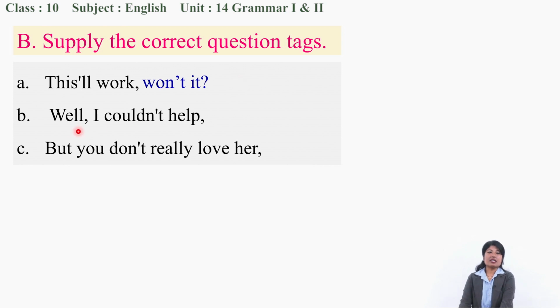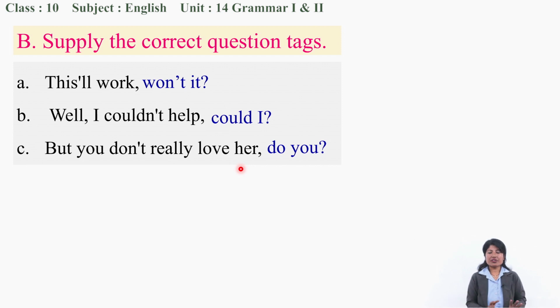Alright. B. Well, I couldn't help. So couldn't help. The right tag is could I. Okay, did you guess the same thing? Very good. C. But you don't really love her. Don't really love her. So the correct tag is, what do you think? Do you?